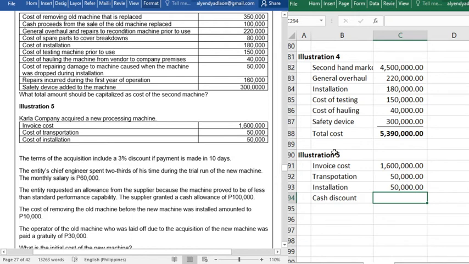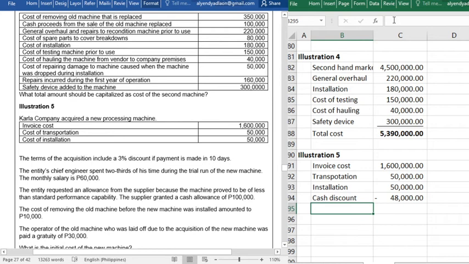So, we have 1,600,000 as the invoice price multiplied by 3%. And that is 48,000 pesos. Now, of course, class, it must be negative because it is a cash discount. Then we have the entity's chief engineer spent two-thirds of his time during the trial run of the new machine. The monthly salary is 60,000 pesos.